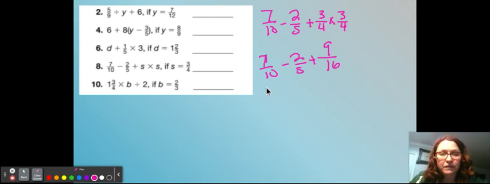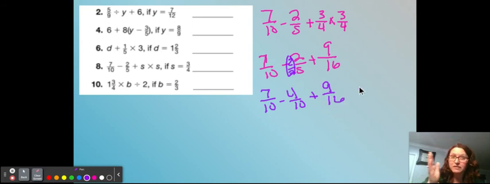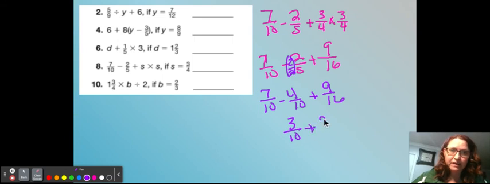Now I have to do addition and subtraction from left to right. So first I'm going to start with 7/10 minus 2/5. In this case, I'm going to multiply 2/5 top and bottom by 2. So I've got 7/10 minus 4/10 plus 9/16. I'm not worrying about the 9/16 right now. I'm still working with the tenths. So 7 minus 4 is 3, and my denominator is 10, plus 9/16.